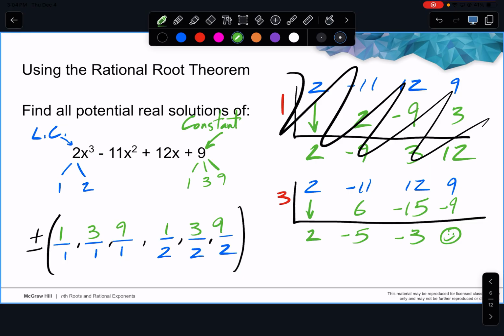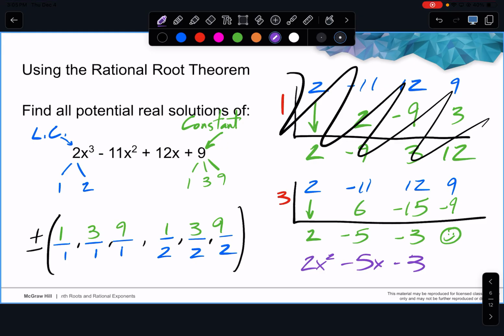Woohoo! Okay, now can we stop, or do we need to do another level? We need to do 2 more. No, we don't. What was our degree to start out with? 3. It was a 3, right? Now we've done 1 level of synthetic division, so now we're down to a 2. So now I can write this out as a quadratic. So this would be 2x squared minus 5x minus 3. So now I have my depressed polynomial. Once we get it to this, we can factor it.